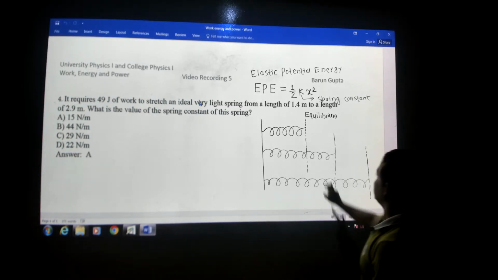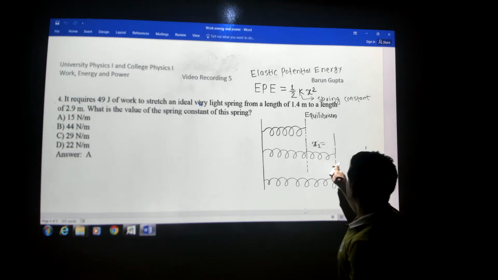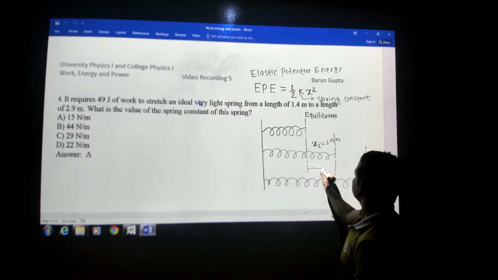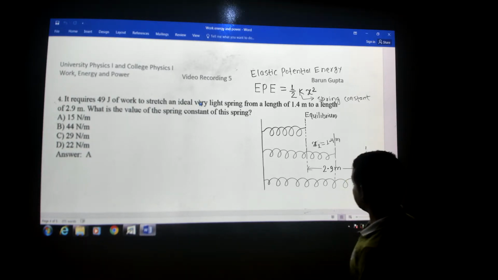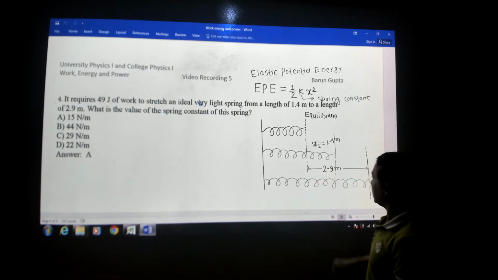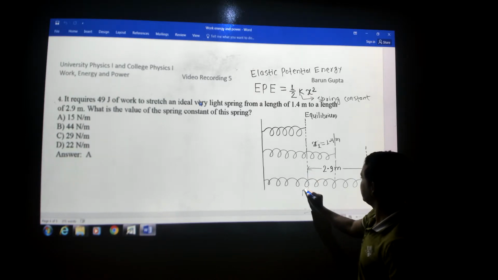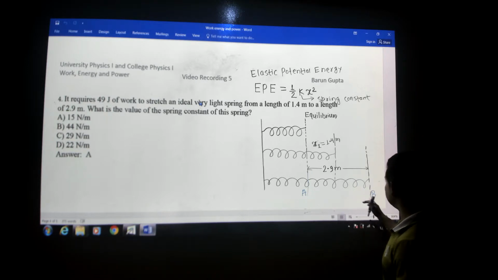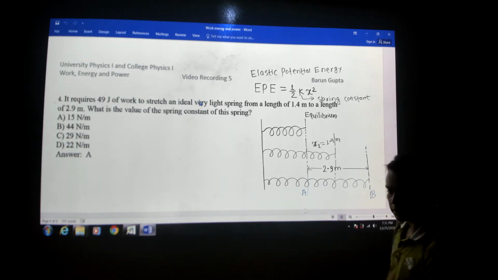So this stretching, we call this x1, from this point to this point, which is 1.4 meter. And from this point to this point, it is 2.9 meter. So first you stretched it to 1.4 meter and then you stretch it to 2.9 meter. The total amount of work done in stretching the spring from point A to point B is 49 joule. And it is asking you to calculate the spring constant, which is K.